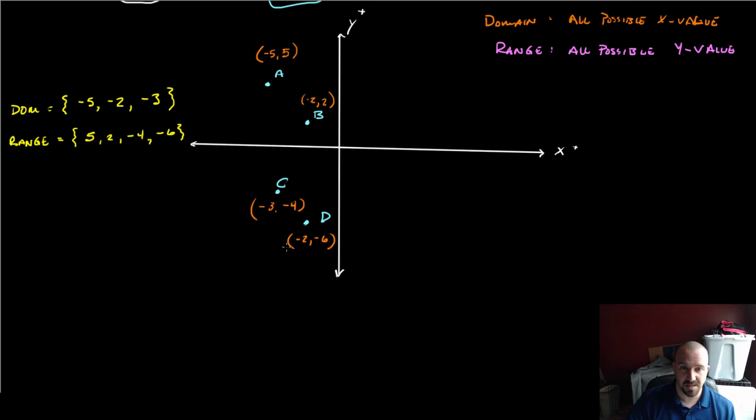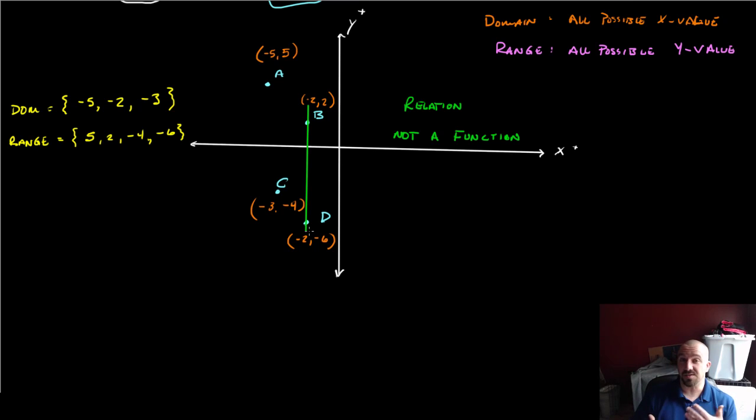Take a look at B and D. Both share a common x value, -2, but have different y values. If that's true, then it's violating the exactly one aspect of the function definition. So this set of points represents a relation, but not a function. And remember, what caused this is we had two different y values for the same x. It's almost like if you connected the dots, you'd get a vertical line.